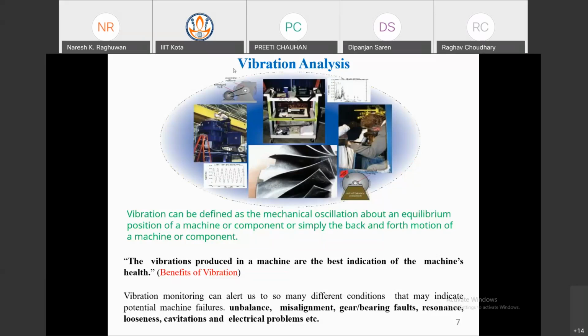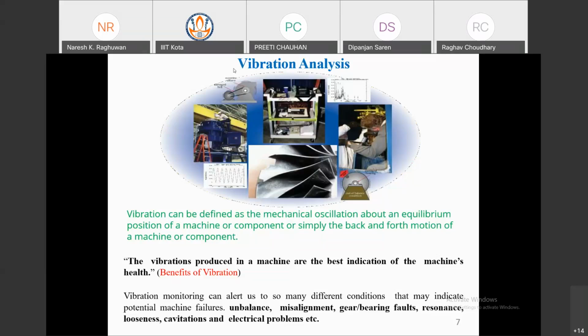So, we can say this is the benefit of vibration. Vibration monitoring can alert us to so many different conditions that may indicate potential machine failure: something unbalanced, misalignment of the shaft or the whole machine, gear wearing fault, resonance conditions, looseness in some fixtures like nut and bolt, cavitation generally in pumps, and electrical problems. So these are some things which we can monitor with the help of vibration analysis.